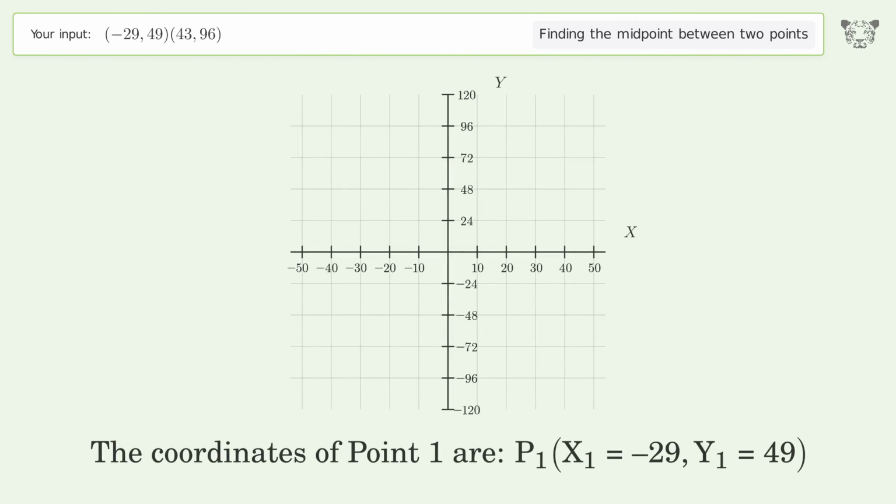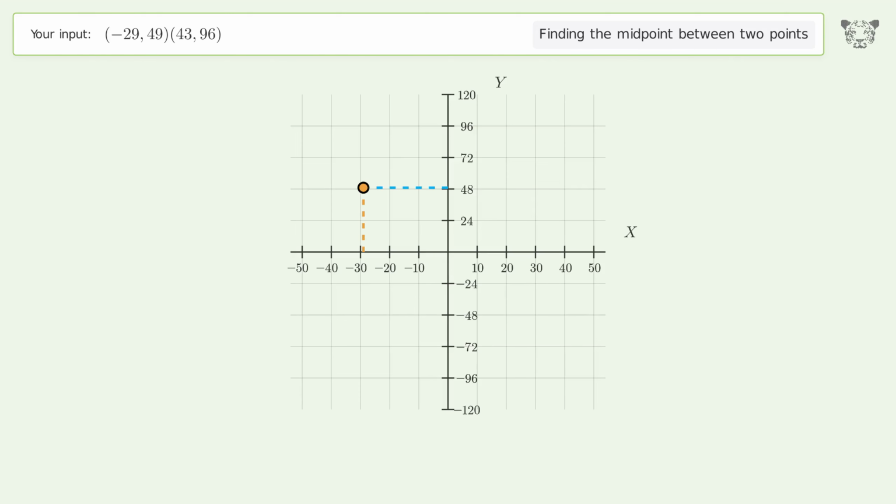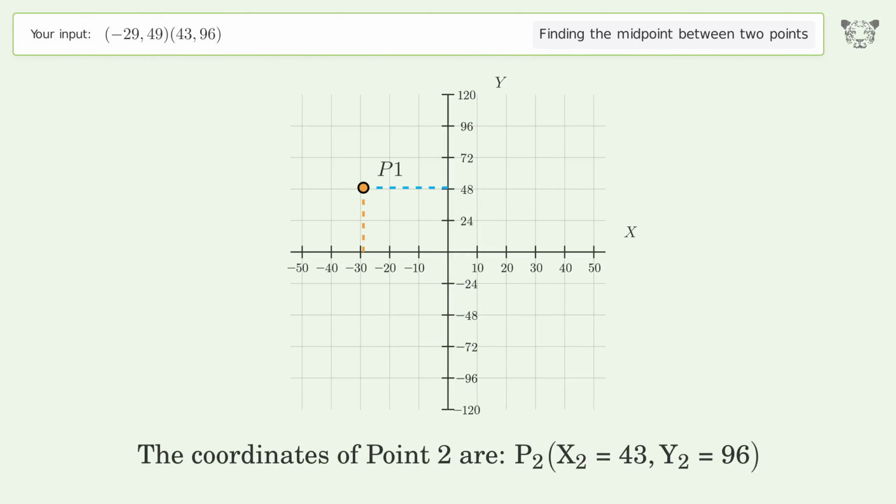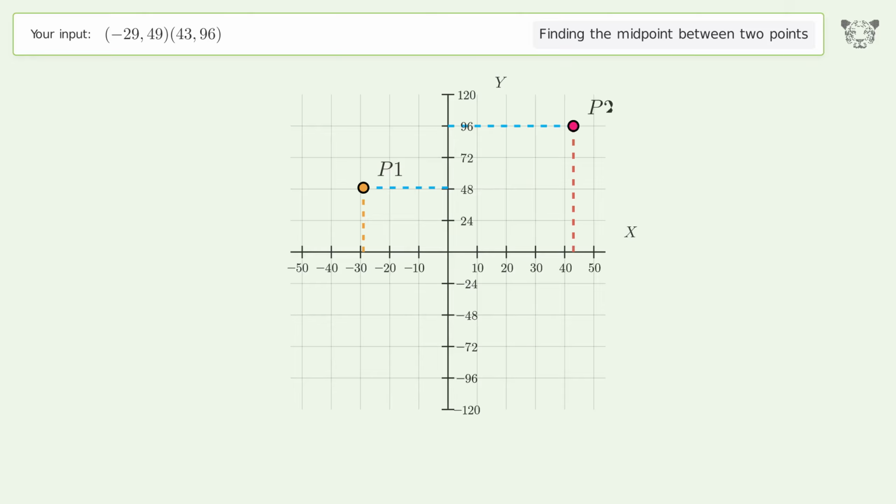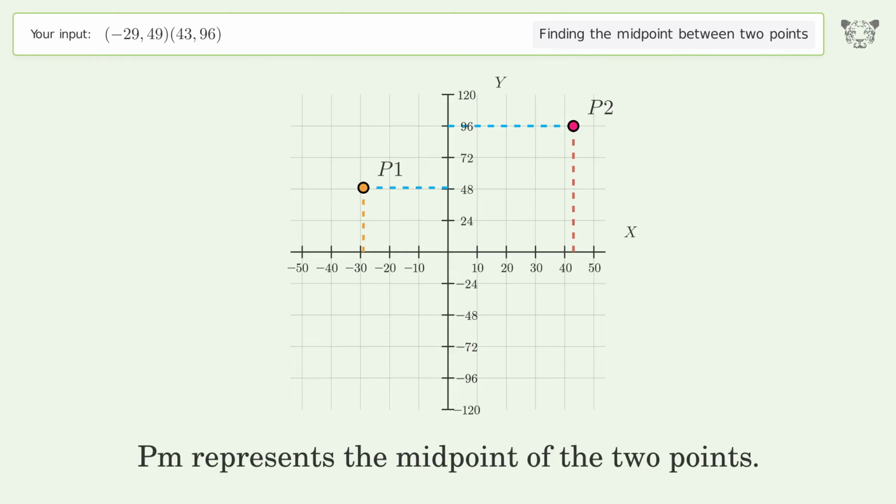The coordinates of point 1 are, x1 equals -29, y1 equals 49. The coordinates of point 2 are, x2 equals 43, y2 equals 96. PM represents the midpoint of the 2 points.